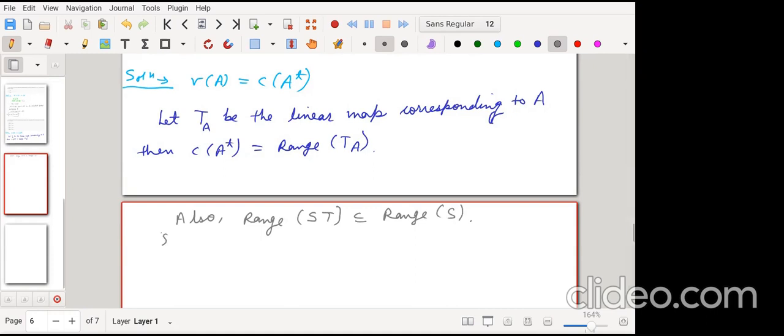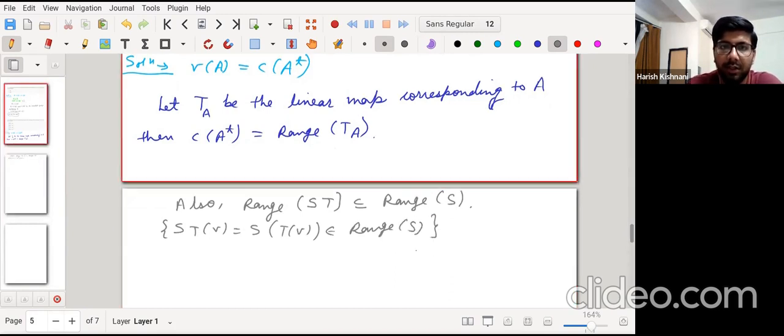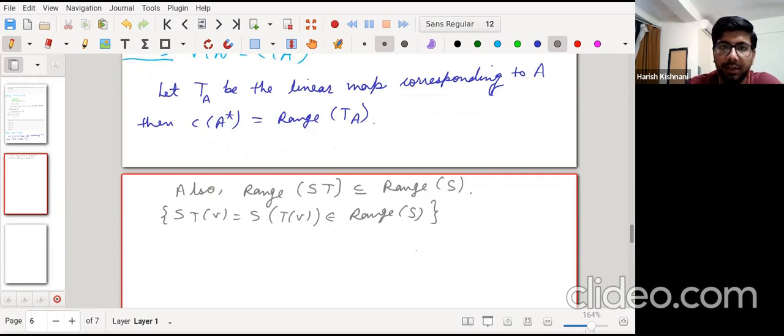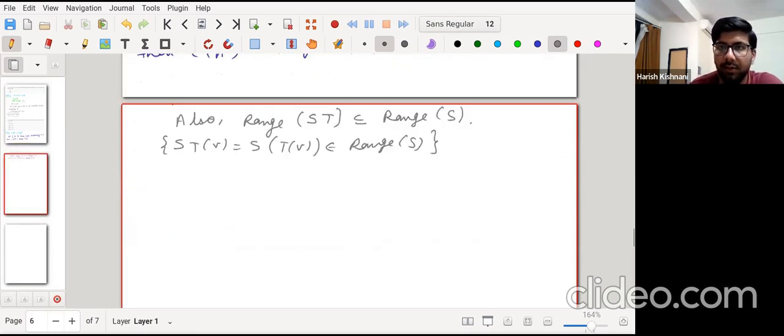Yes, sir. See, ST of V is nothing but S of T of V, right? So it has to be inside the range of S, right? Okay, then. Now the thing should be clear. So what they are saying, the row space of XY. So let us see the row space of XY.